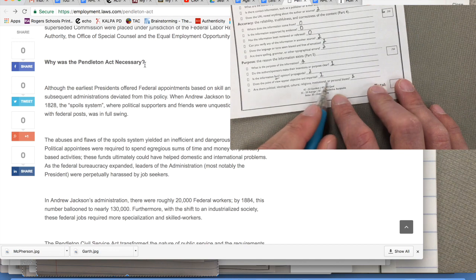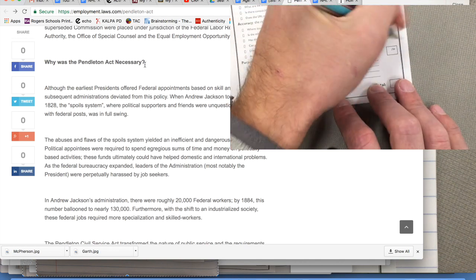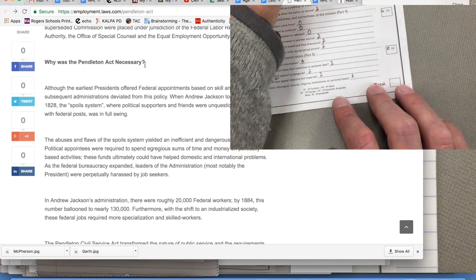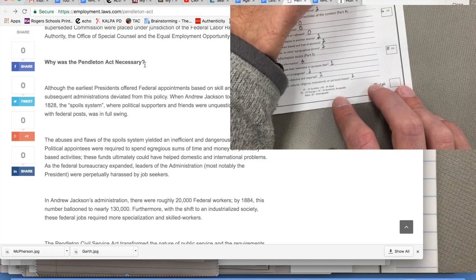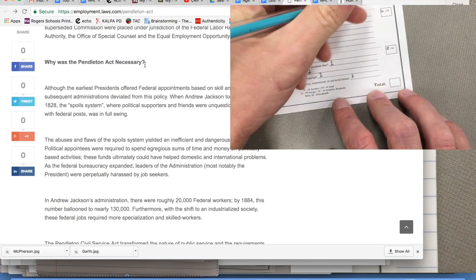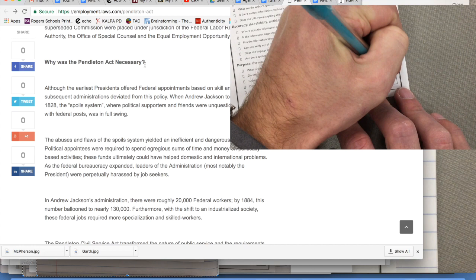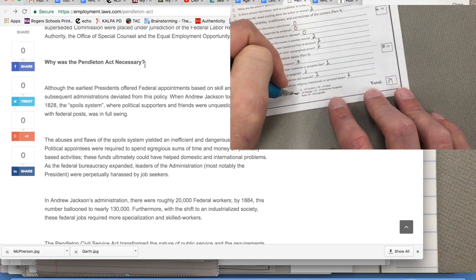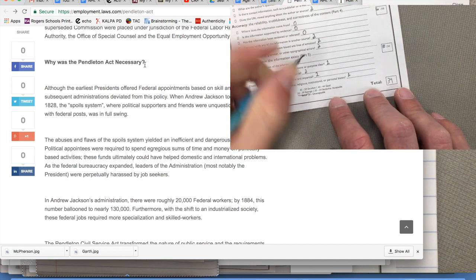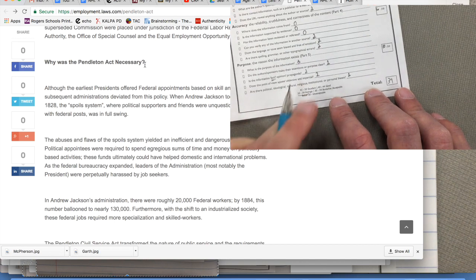So let's add those up. We got another 10. So now I'm going to add these things up. 18, 23, 29, 39. Which places it average. So this would be a usable source, but it might not be the best source.